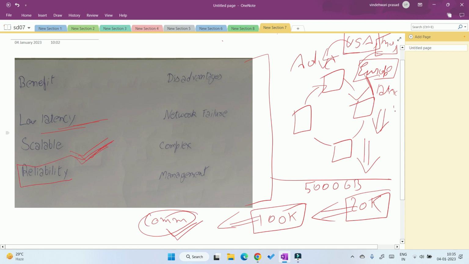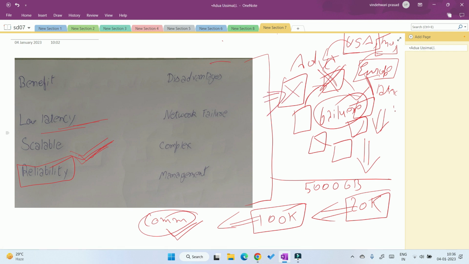The third is reliability. What does it mean? Suppose one system fails, but you have replicated this data into two or three more systems, so the chances of failure decrease. But in a single system, if that one system fails, you lose all the data.